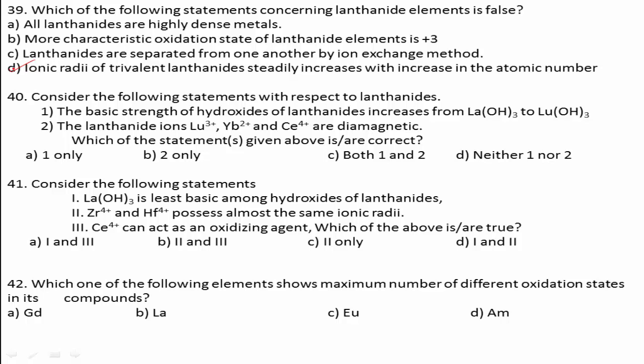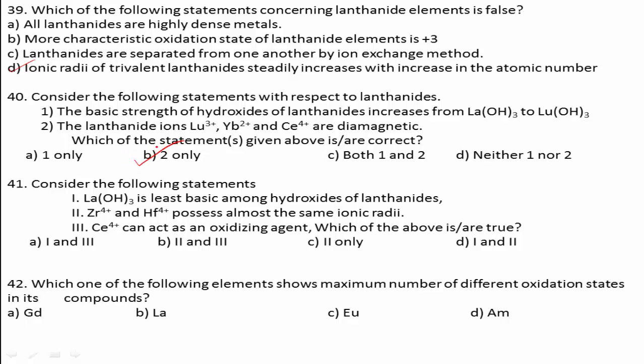The statement that the basic strength of hydroxides of lanthanides increases from lanthanum hydroxide to lutetium hydroxide is wrong. The lanthanide ions Lu3+, Yb2+ and Ce4+ are diamagnetic, because the given ions do not contain unpaired electrons, therefore they are diamagnetic in nature. Hence, statement 2 is correct. Between statements 1 and 2, only the second statement is right. Therefore, the answer for this question is option B.